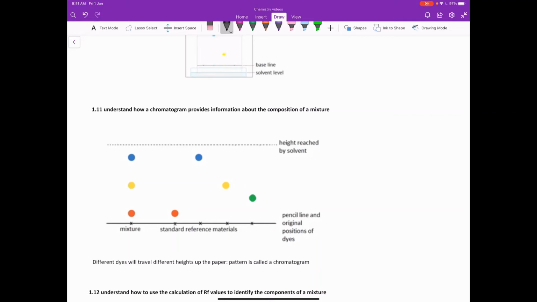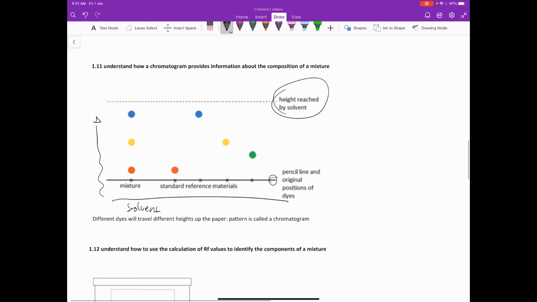A baseline, which is the pencil line over here, is drawn on the paper. The mixture is spotted onto the baseline alongside known or standard reference materials. The end of the paper is then put in a solvent, which will run up the paper and through the spots as it shows in the diagram, taking some of the dyes with it. As I said, different dyes will travel different heights up the paper, and this is how you distinguish between different dyes.